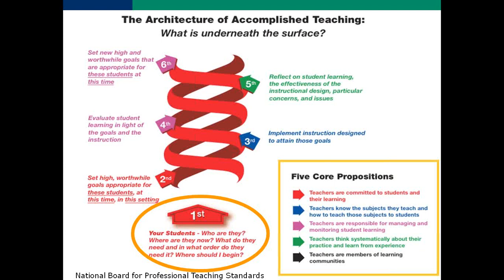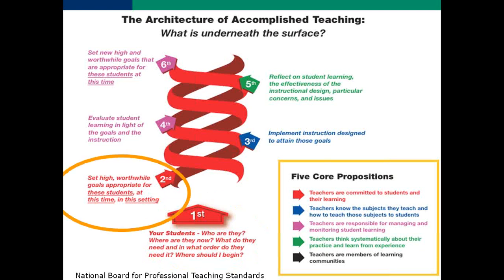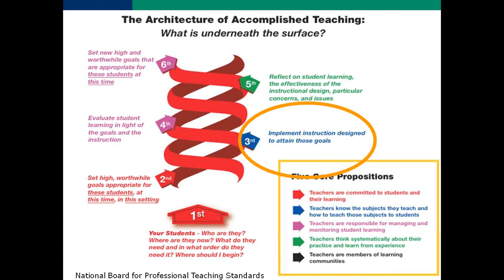So once we take all of that into consideration, we begin setting those high worthwhile goals that are appropriate at that particular time for those particular kids in that particular setting. The goals have to be measurable and evidence-based, so we never write goals for an activity. We always write goals for a learning outcome. Then we begin to implement instruction designed to attain those goals, and this is where you plan your instructional sequence and you select the teaching strategies that are appropriate to get the information across. Think about core proposition number 2, knowing our subjects and how to teach it to those students.